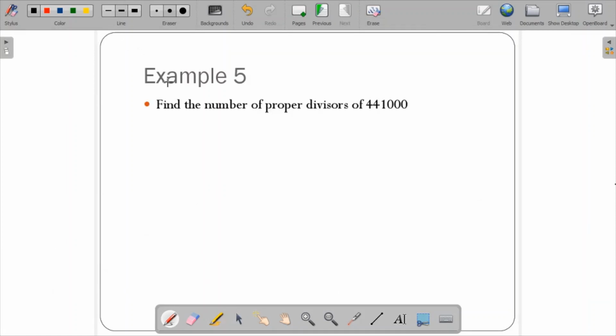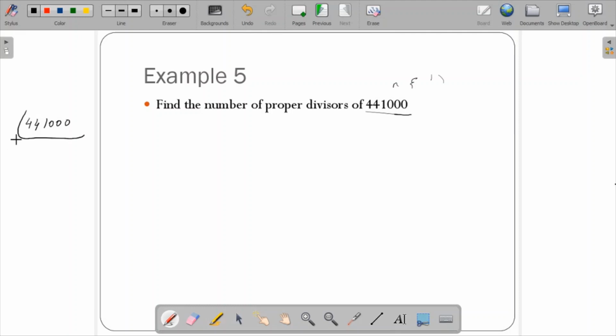Our last example is based on finding the number of proper divisors of 44100. The meaning of a proper divisor is a positive integer divisor excluding n itself and 1. That is the meaning of a proper divisor. So we should find the number of proper divisors of this. Let us first find the divisors of this, so let us solve over here.